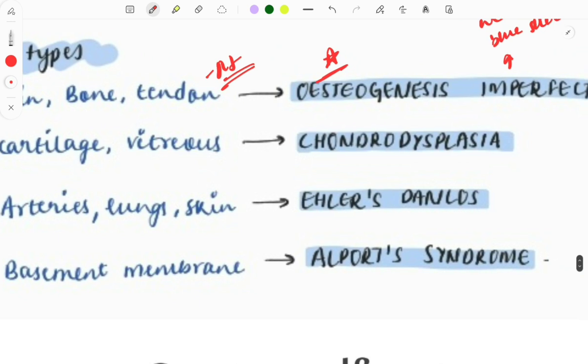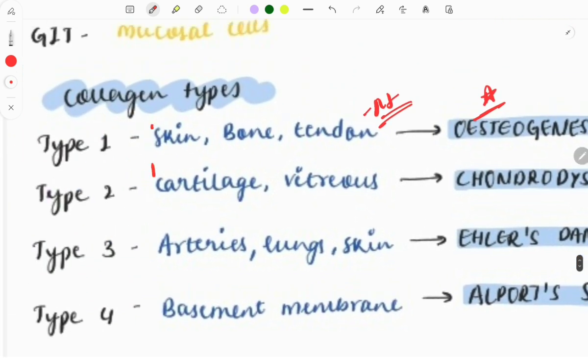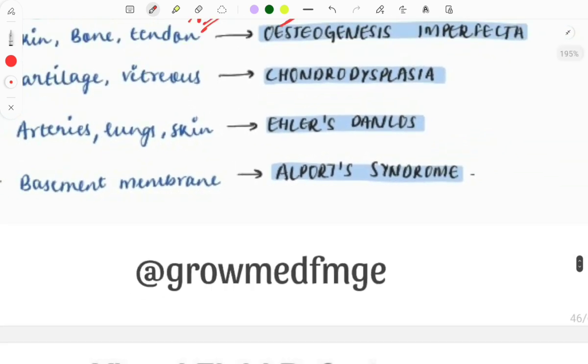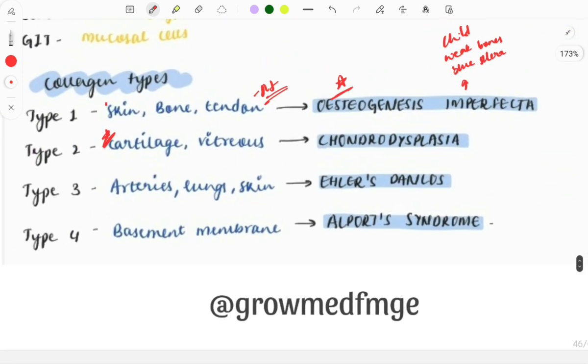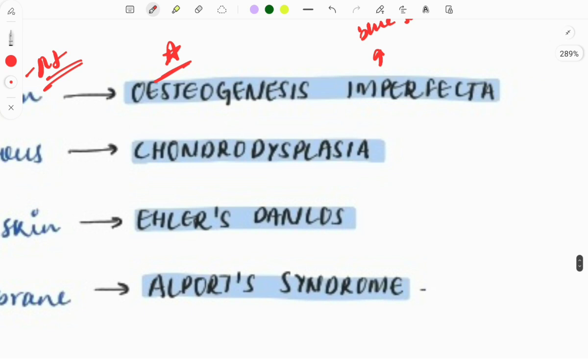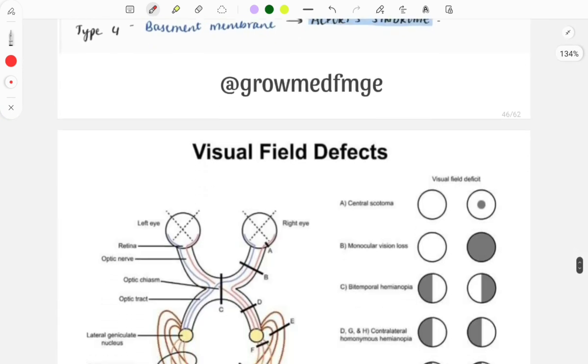This is chondrodysplasia, because cartilage is affected, so if there is a defect in cartilage, chondrodysplasia will occur. Then type 3 is in arteries, lungs, and skin, and the defect will cause Ehlers-Danlos. And type 4, basement membrane, Alport syndrome. Okay, so these are the important things which you must remember. Also questions are asked describing the clinical cases of these particular diseases, and they'll ask what is the deficiency, or they can just give the features and ask what is the diagnosis.